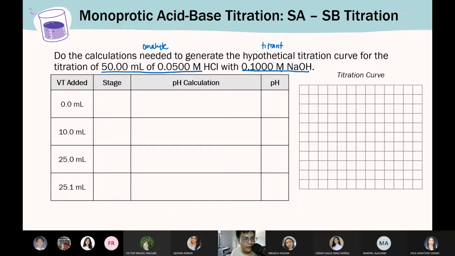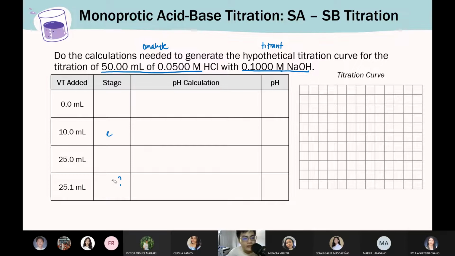Kapag 0 ml, yung titrant, of course, yun yung initial. Okay? Pero how about the others? How about the 10? How about the 25? How about the 25.1? Anong stage sila? I don't know, di ba? Yun yung unang sasabihin natin. Kasi baka mamaya equivalence na pala to, 10 ml. Baka mamaya ito yung equivalence, di ba? Di natin sure.